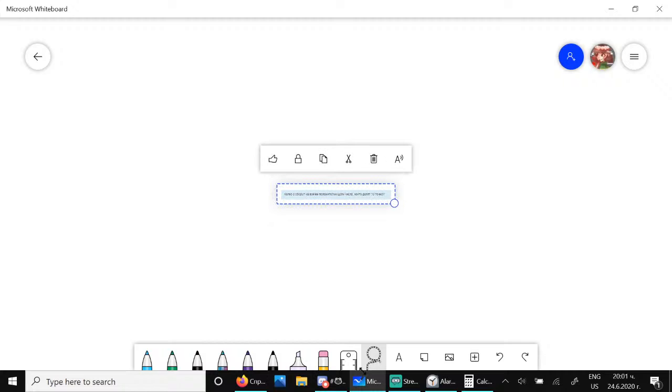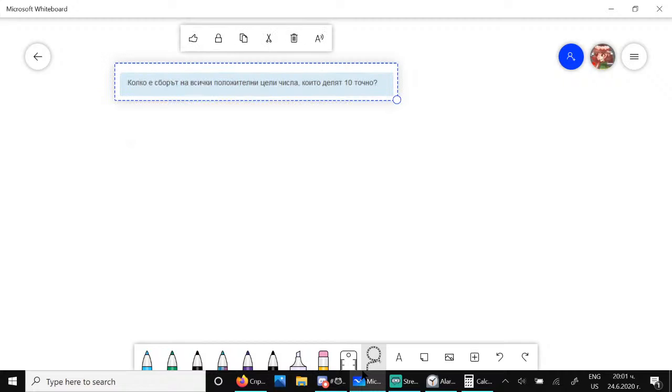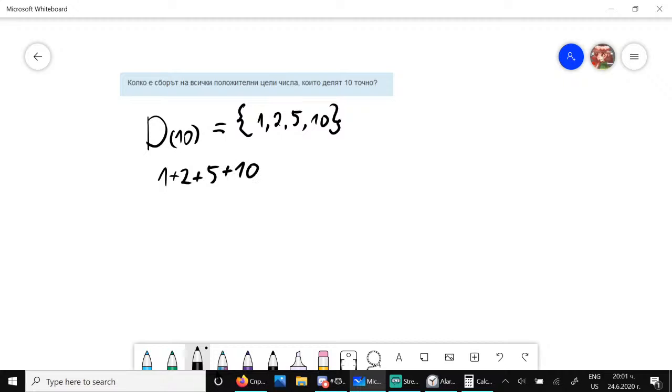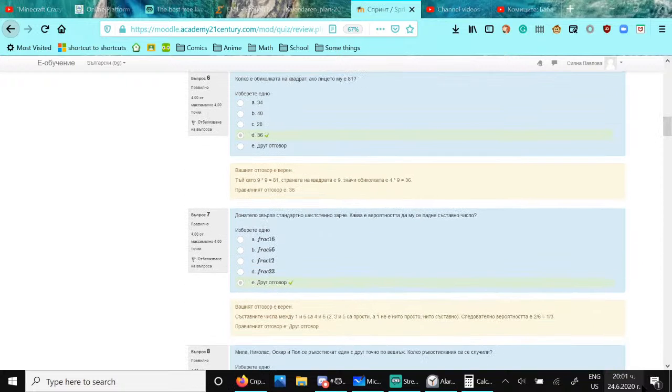The next one is when we add up every positive integer which is a divisor of 10, what do we get? So we had it a while ago that the divisors of 10 are, that's very easy, 1, 2, 5, and 10. So we add up those things and we get 1 plus 2 plus 5 plus 10 equals 18. And that's the correct answer. The sixth one.